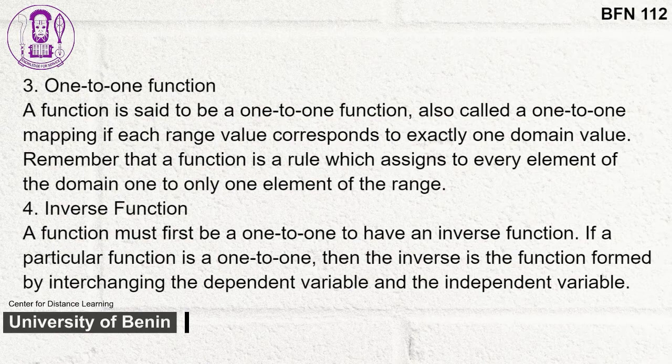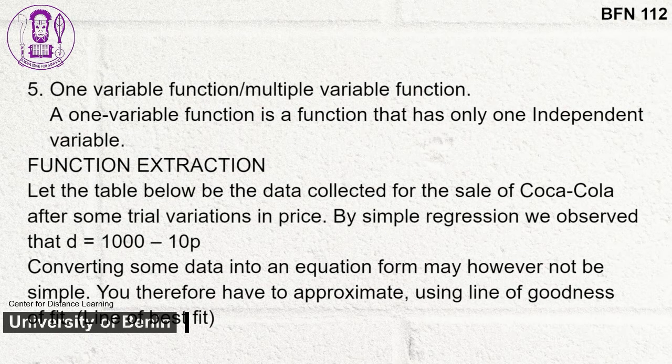4. Inverse function. A function must first be one-to-one to have an inverse function. If a particular function is one-to-one, then the inverse is the function formed by interchanging the dependent variable and the independent variable. 5. One-variable function/multiple variable functions.